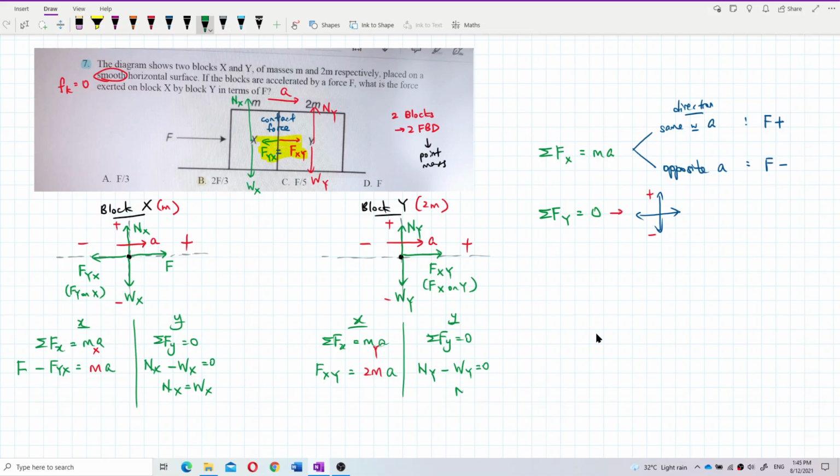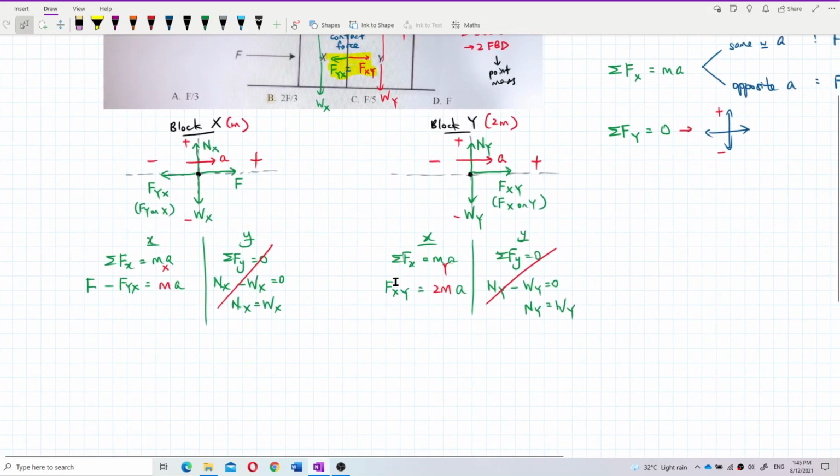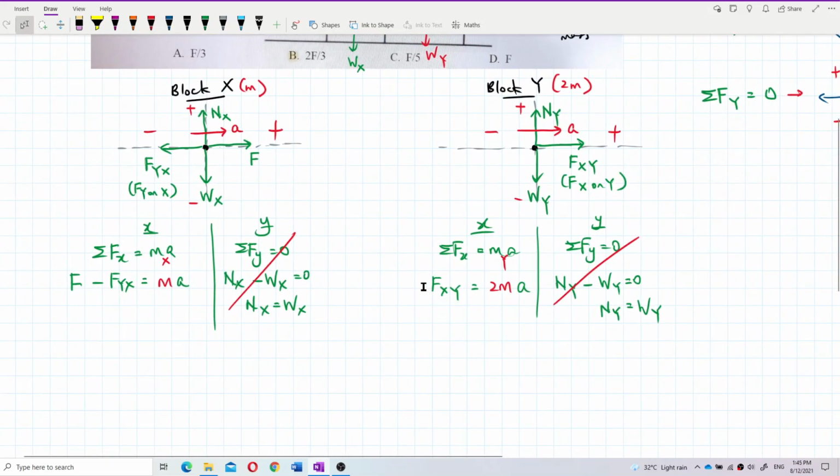So this one is nothing, because we are not going to use the y component. There's no friction to consider, so we no need to find the normal force. So we can ignore the y component and just focus on the x component. Okay, so look at this one. How are we going to do this?